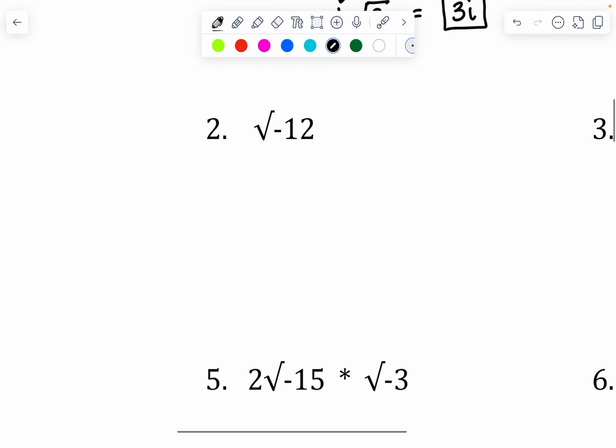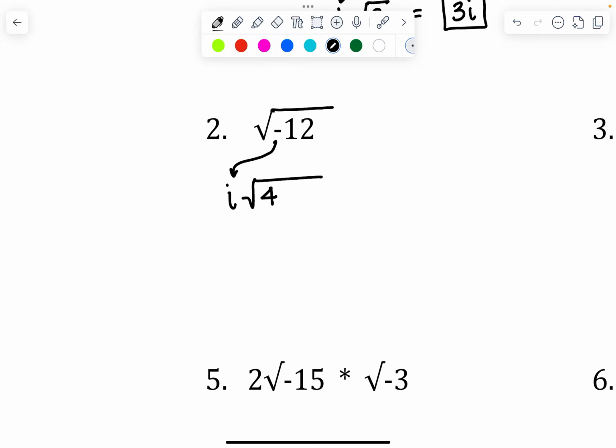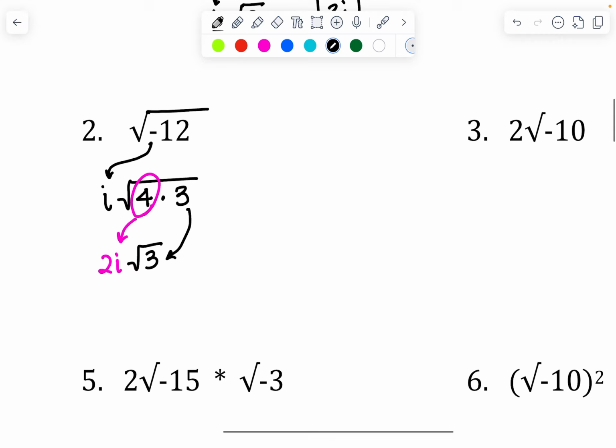Number 2. Now, if I'm going too fast, please feel free to pause, rewind. That's the beauty of these videos. Call it an i, you're taking the square root of 12. 12 breaks down into 4 times 3. 4 is the largest perfect square that fits into 12. Square root of 4 is 2, so pull him out. So you're looking at 2i on the outside times radical 3 on the inside. 3 stays in the doghouse. You can't take the square root of 3 evenly.